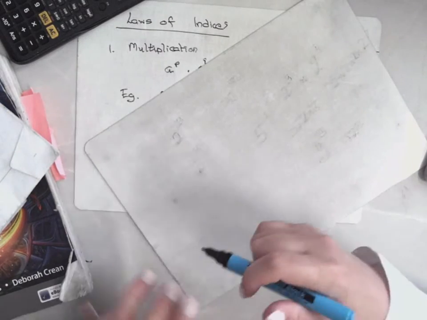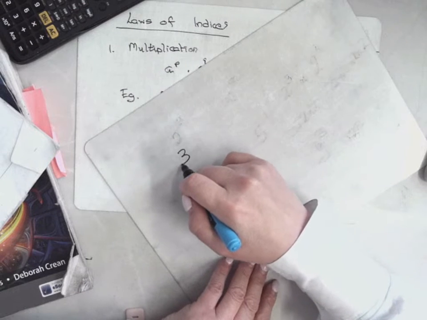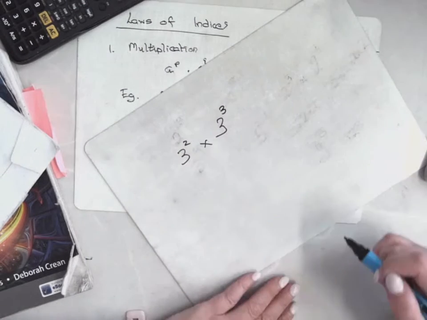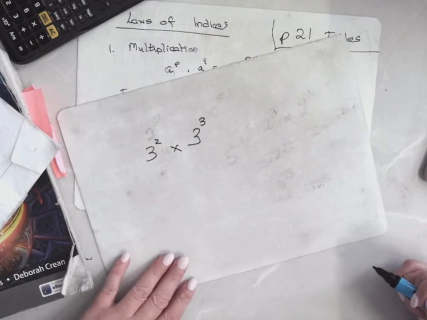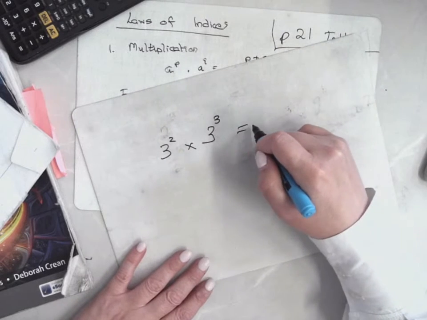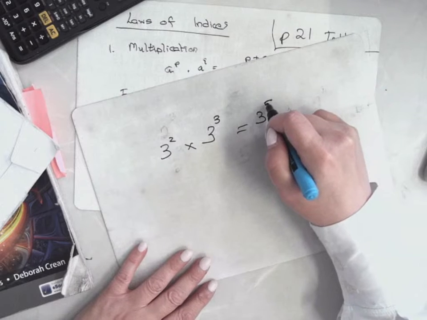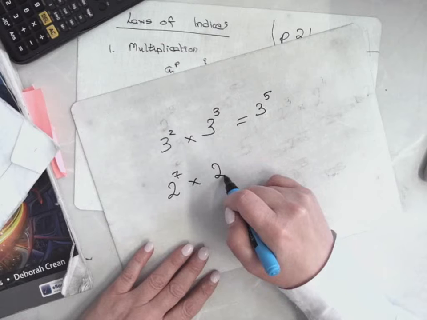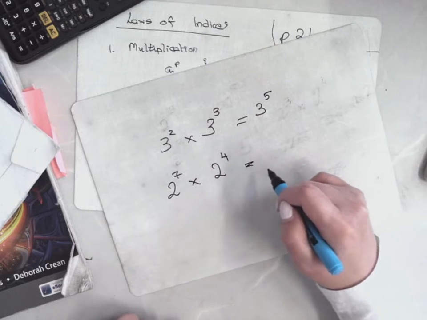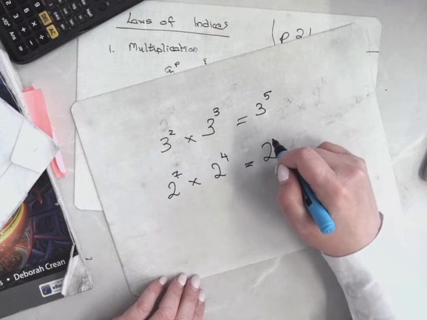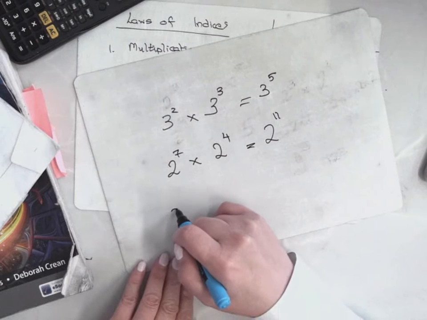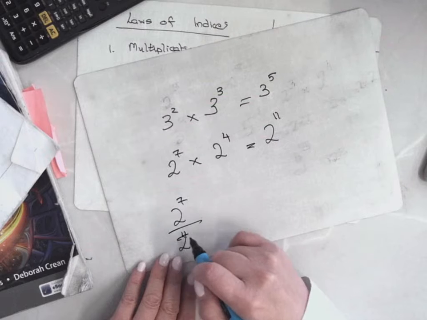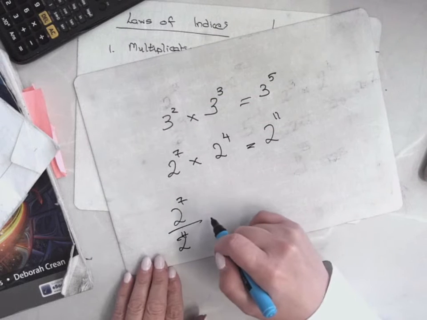Right, okay. So if I have 3 to the power of 2 multiplied by 3 to the power of 3, what's the answer? 3 to the power of 5. Right? If I have 2 to the power of 7 multiplied by 2 to the power of 4, what's the answer? 2 to the power of 11. Right? If I have 2 to the power of 7 divided by 2 to the power of 4, what's my answer? 2 to the power of 3.